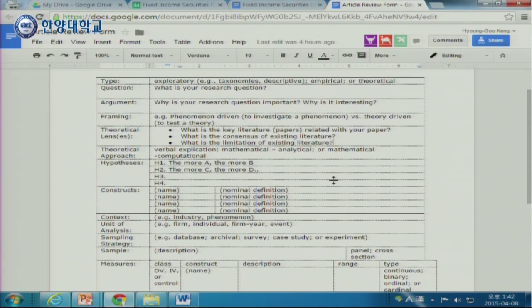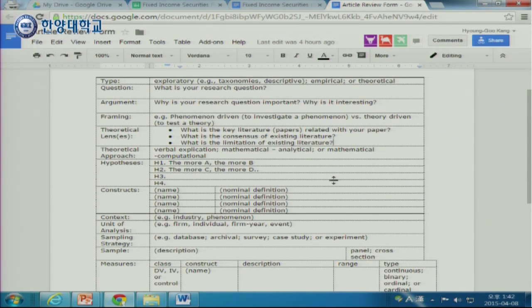When you say crime rate, you want to include either white collar crime or street crime, or serious crimes or minor crimes, something like that. Okay. Then context: you may want to examine an industry, or the stock market, bond market, or some phenomenon like this.